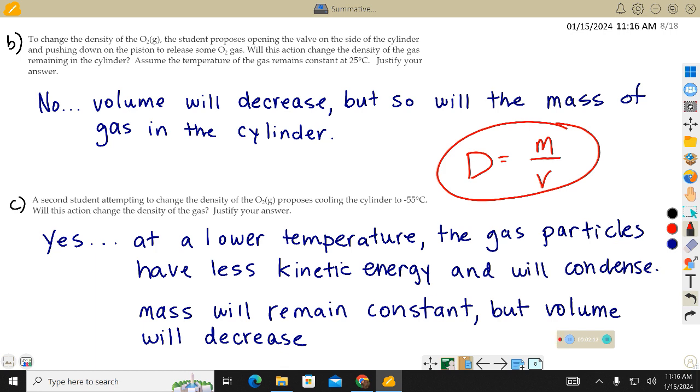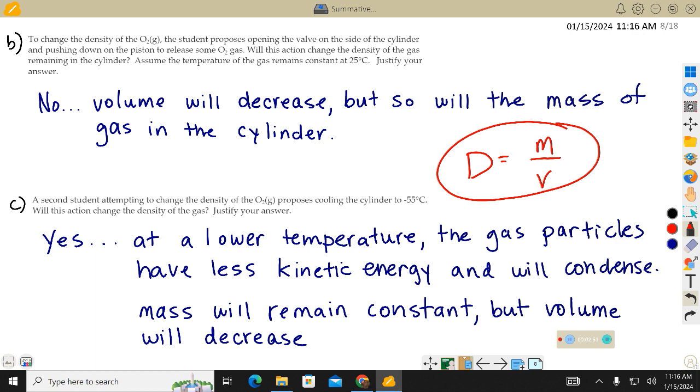Okay, so density is a ratio of mass per volume, but if I push down on the piston, I can change the volume, I can decrease the volume, but if I open the cylinder, I'm also going to release the gas. So both variables would decrease. I would have less mass of gas and the volume would be less. So that ratio wouldn't necessarily change. So we'd say no, the volume would decrease, but so would the mass.